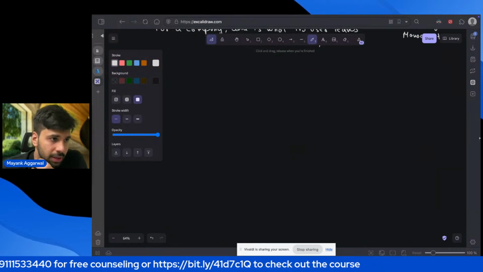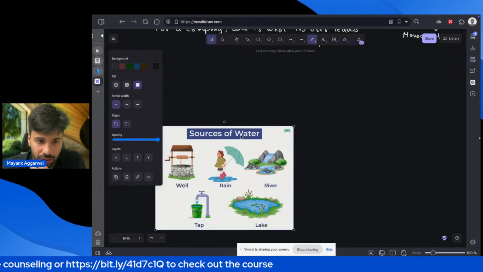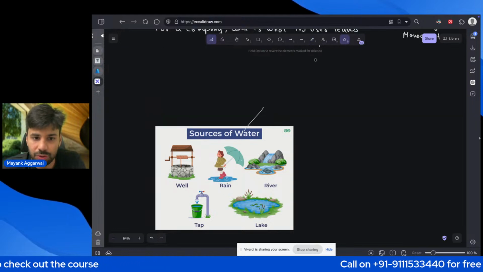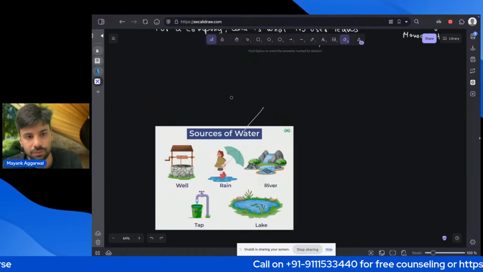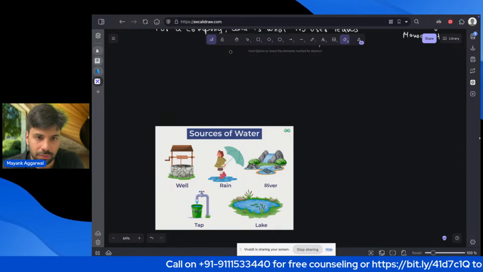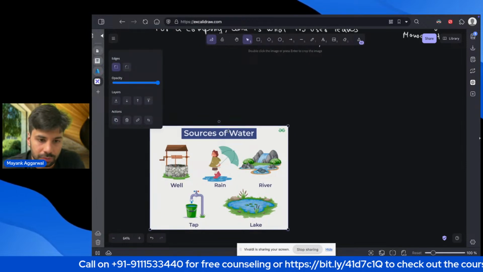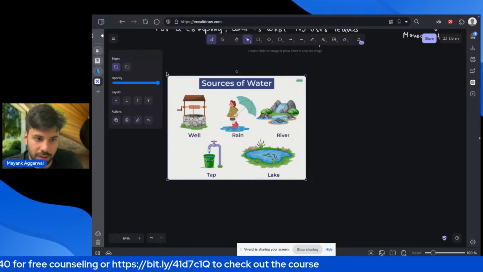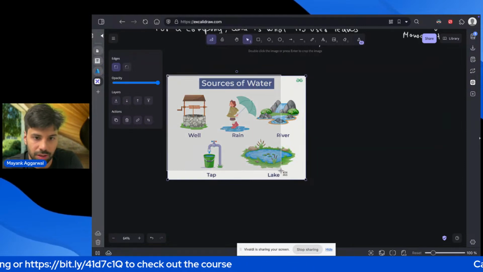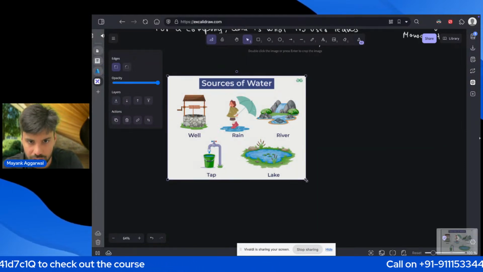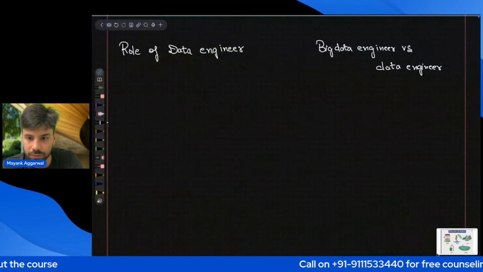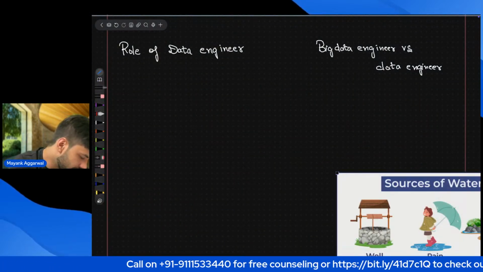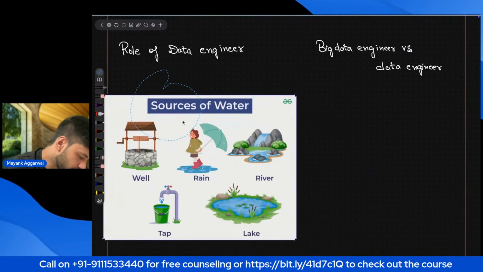Right? So pay attention. Now see, these are the sources of water, everyone, yes or no? These are different sources of water which we might have. Let me do one thing. This I can explain in my software. Okay, pay attention, everyone. This might be the easiest explanation of data engineering which you will get, for sure.